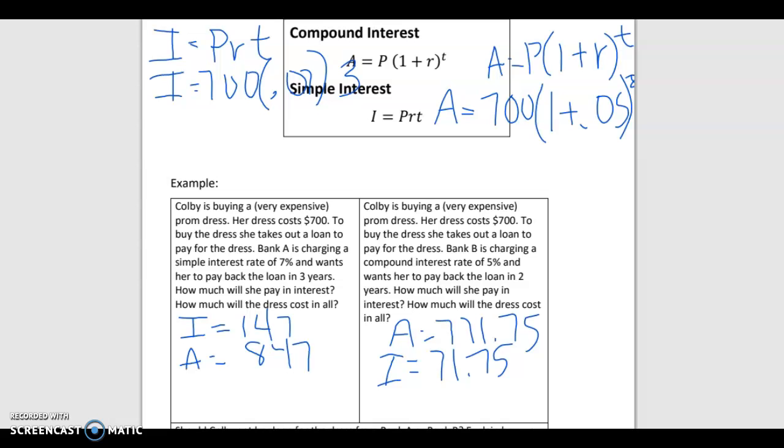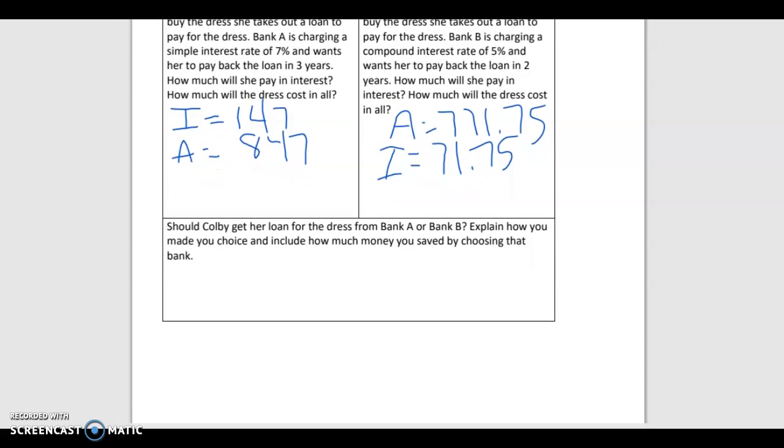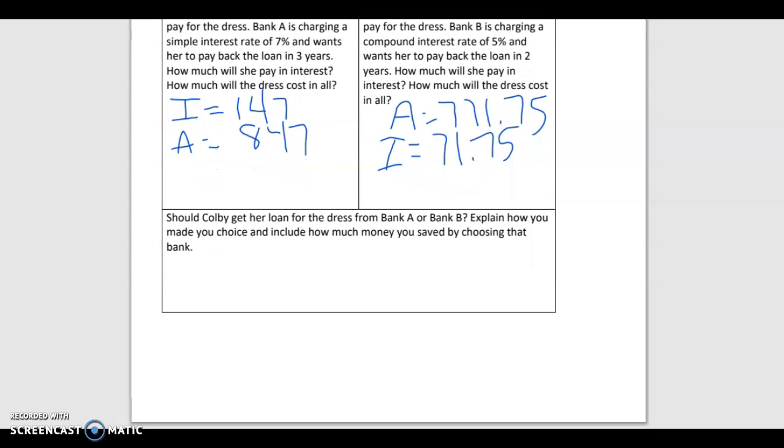So then the next question, and I'm going to go ahead and scroll, there we go. So our next question is, should Colby get her loan for the dress from Bank A or B? So this is where each problem is going to be a little bit different later. First of all, some of them are going to have two interest problems, simple interest. Some of them are going to have compounds and simple. And then I think one of them has compound and compound. So be sure to read what kind of interest, because we're also practicing going back and forth between those two concepts, simple interest and compound interest.